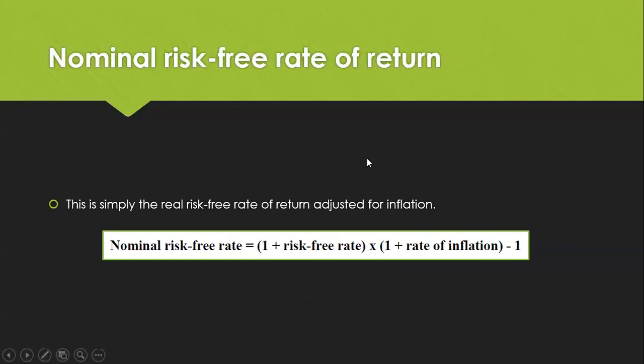Now, how about if the nominal risk-free rate of return is missing, and what is given is the real risk-free rate of return?